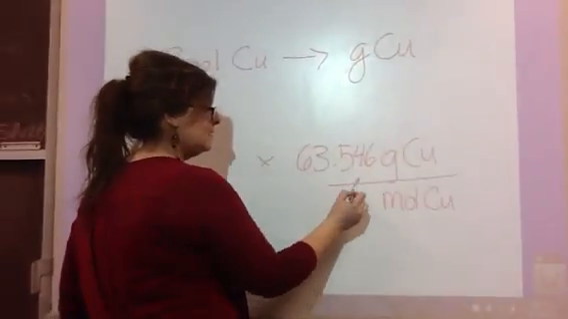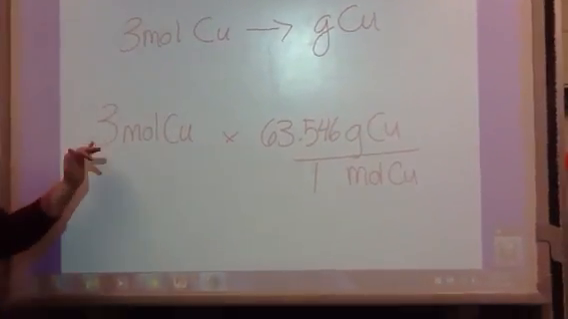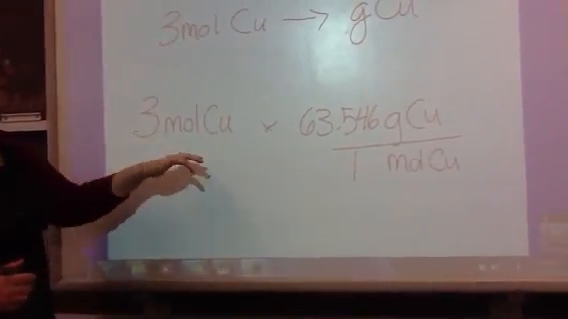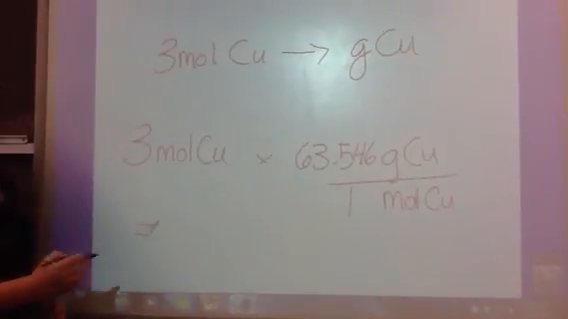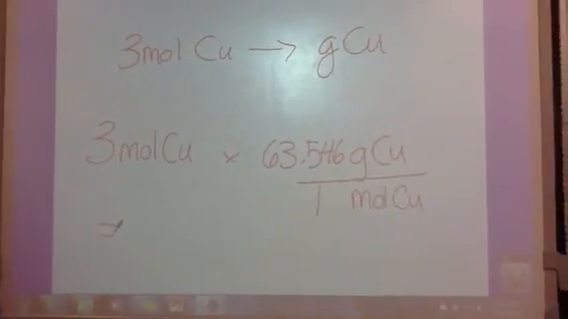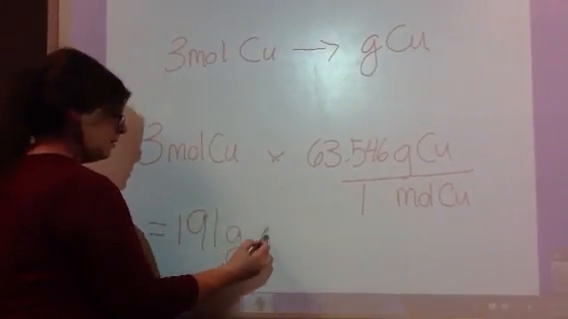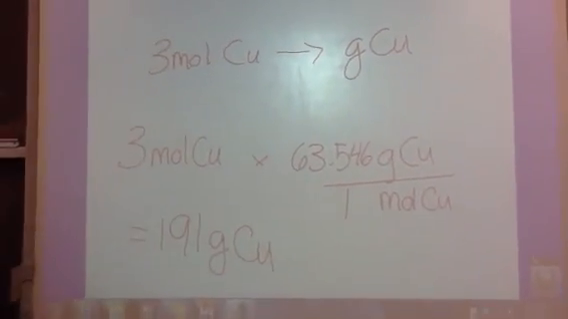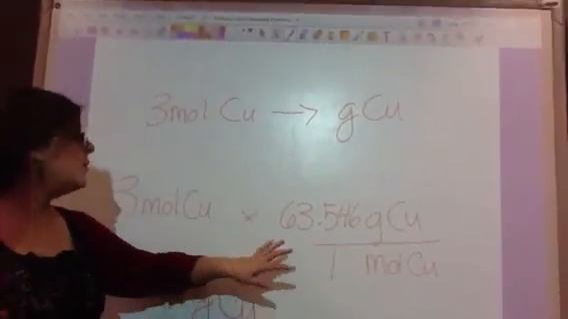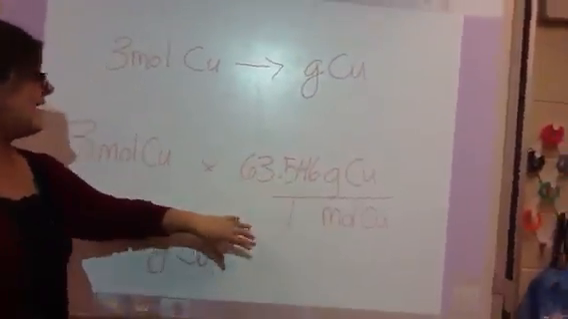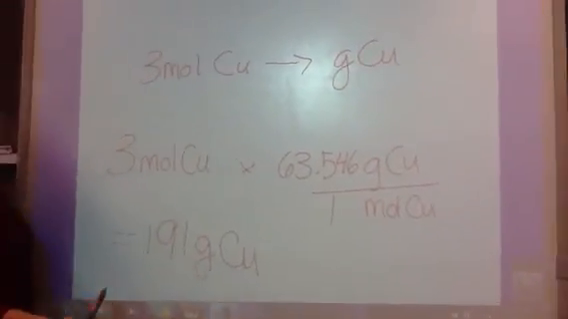63.546 grams in 1 mole. So I'm going to take 3 moles and multiply it by the mass of copper. When I do that, what would I get there? We would get that number. You would get 191 grams of copper. So I can use my molar mass to figure out how many grams of copper I would have in a sample.